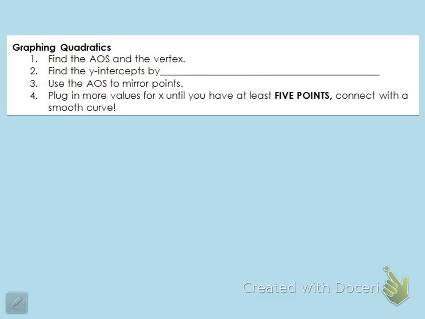Okay, so to find that, this is how we're graphing. So we're going to find the AOS and the vertex first. Then we're going to find the y-intercepts by plugging in 0 into my equation. Okay, then we're going to use the AOS to mirror points, and we're going to plug and chug to get a couple of extra points to graph it. Okay, this might be overwhelming because you're like, oh my god, this is so much information. But I promise once you do it enough times, it becomes a heck of a lot easier.